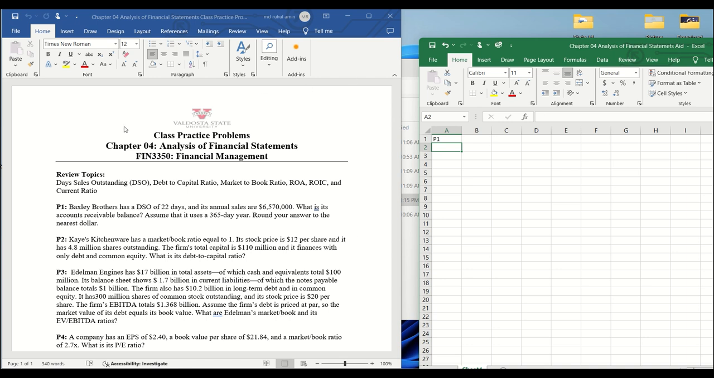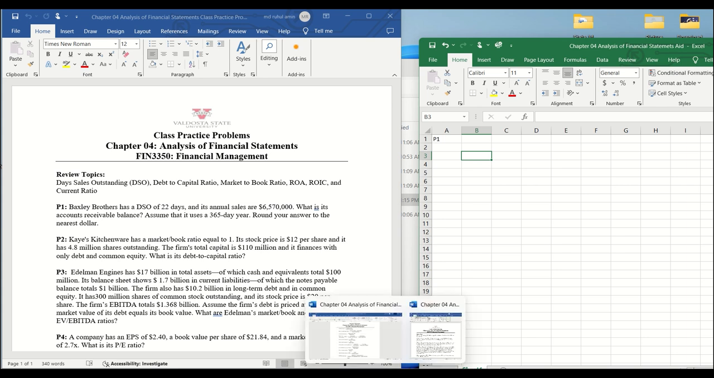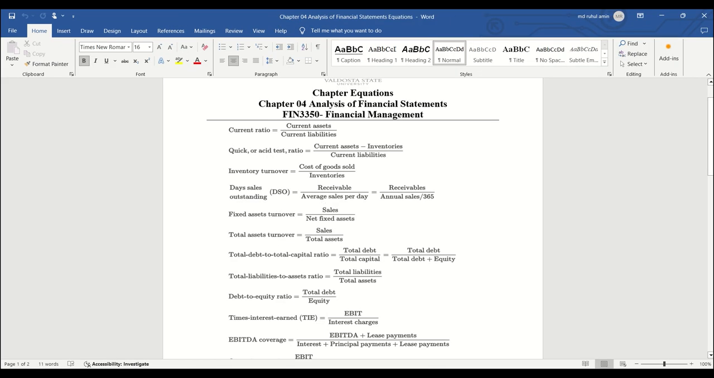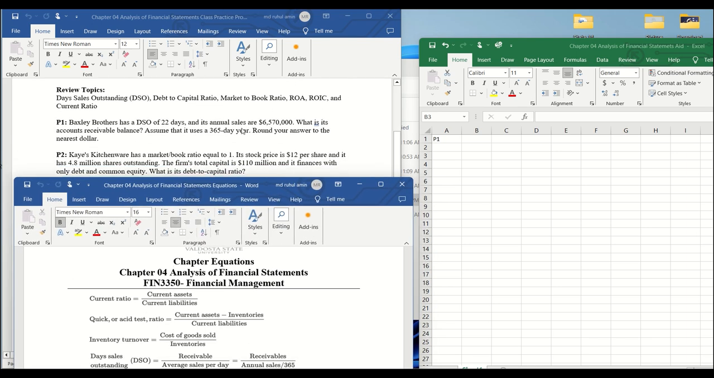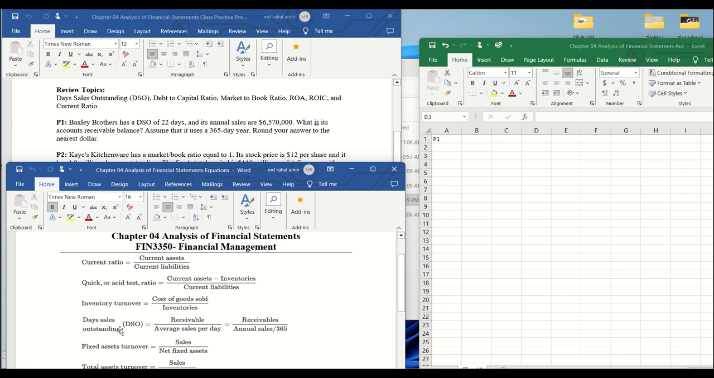It says Bexley Brothers has a DSO, days sales outstanding, of 22 days, and its annual sales are this much. What is its accounts receivable balance? Assume that it uses 365 days in a year. Round your answer to the nearest dollar. So first of all, we need to know the formula for DSO. Let's go to our formula sheet. DSO is receivables divided by average sales per day.